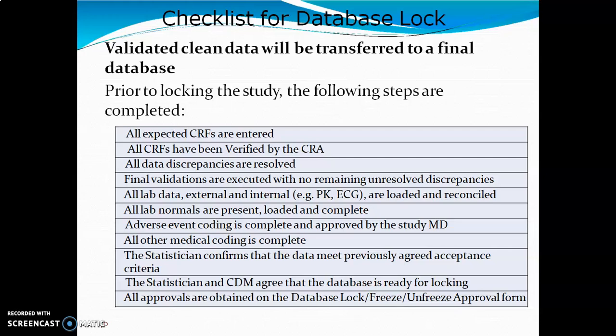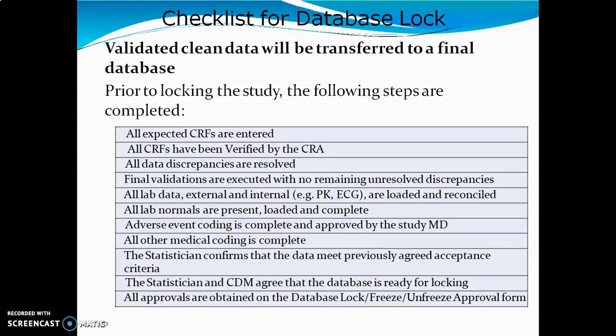Completely it is done, and all lab data, external and internal, are loaded and reconciled. All lab normals are present, loaded and completed. Loaded here is nothing but the word entry. Adverse event coding is complete and approved by the medical data management.